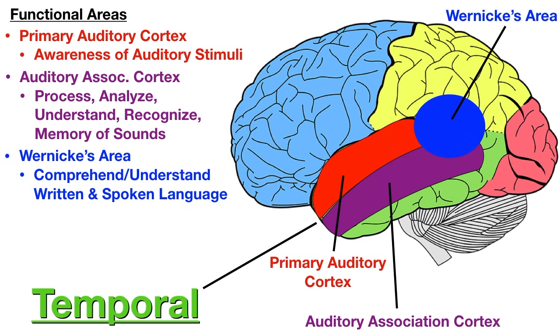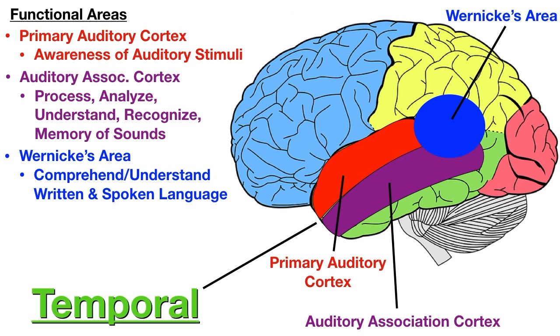The next functional area is Wernicke's area. It's similar to Broca's area that we talked about with the frontal lobe, in that it's usually in the dominant hemisphere. So again, in most people, this is going to be the left hemisphere because they're most likely right-handed. Wernicke's area is involved with comprehension and understanding of written and spoken language. So again, Broca's area was the actual production of speech. Now the Wernicke's area has to do more with comprehension and understanding of that language.